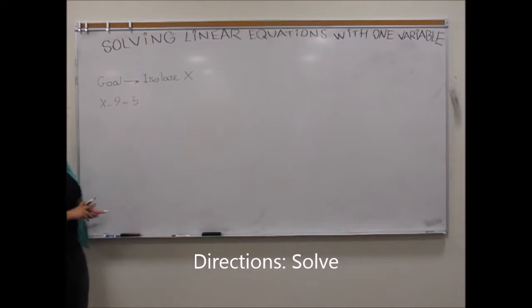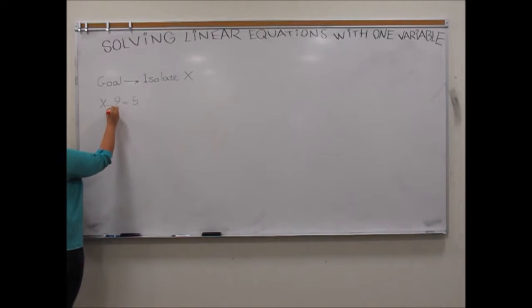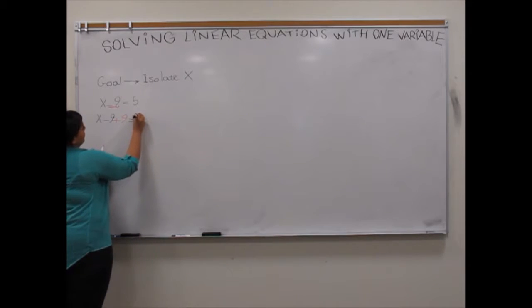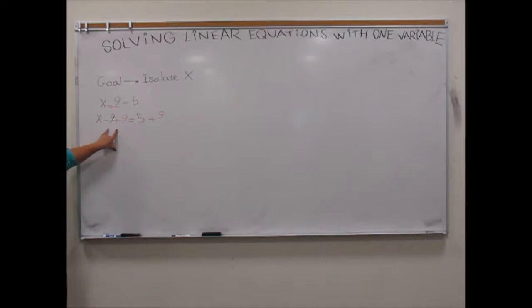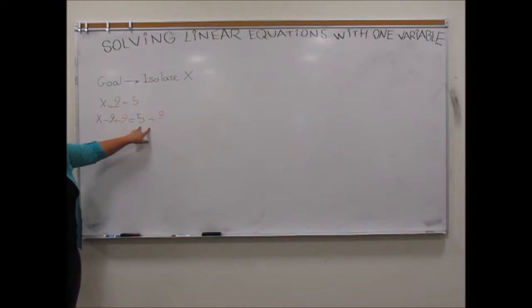In order to isolate x here, I have to get rid of this negative 9, right? In order to do that, it's negative 9, so I'm going to add a 9 to both sides. I had to add this 9 to the left side in order to get rid of that negative 9. But since I have an equal sign here, whatever I'm doing to the left side, I have to do the same thing to the right side.